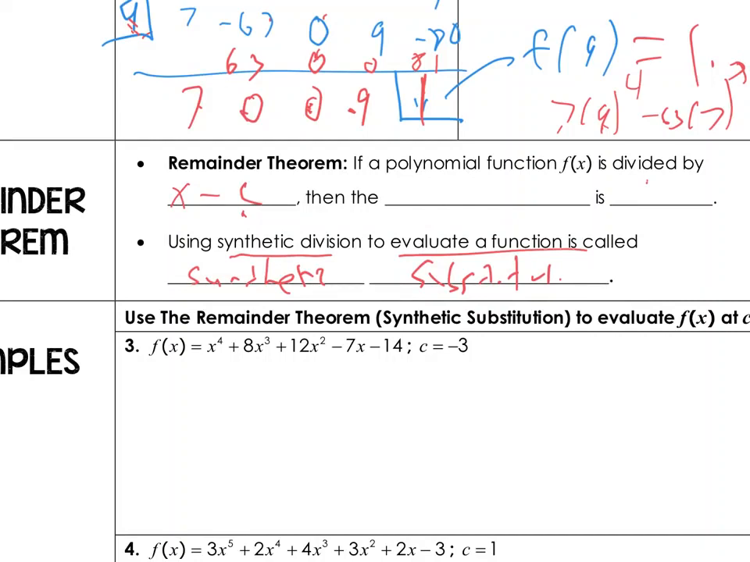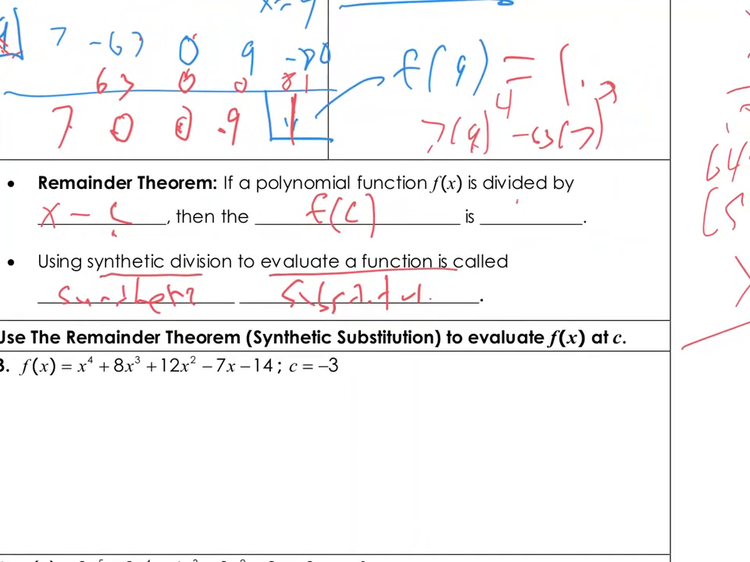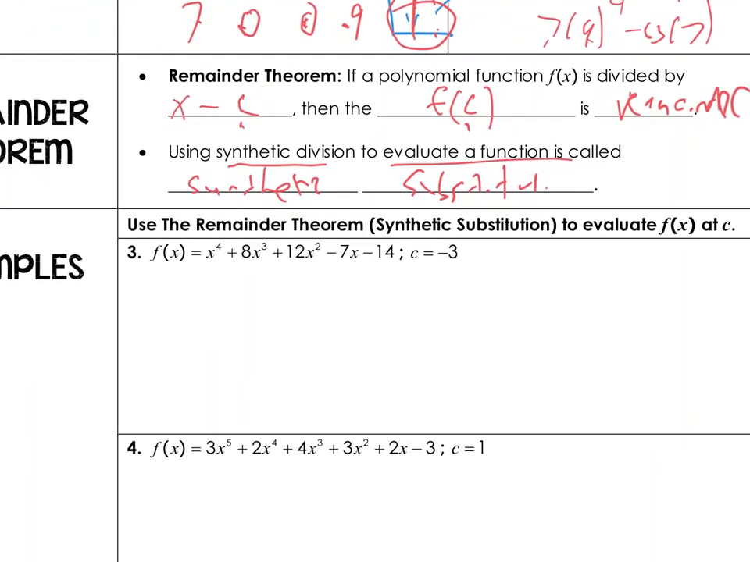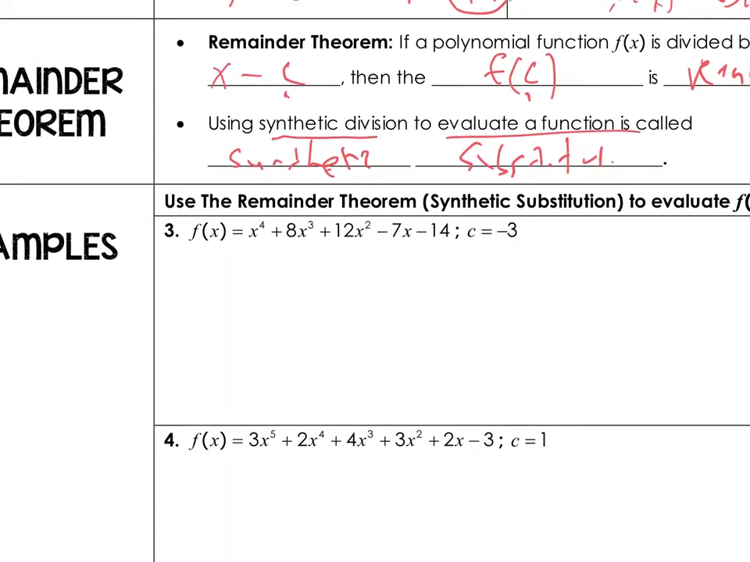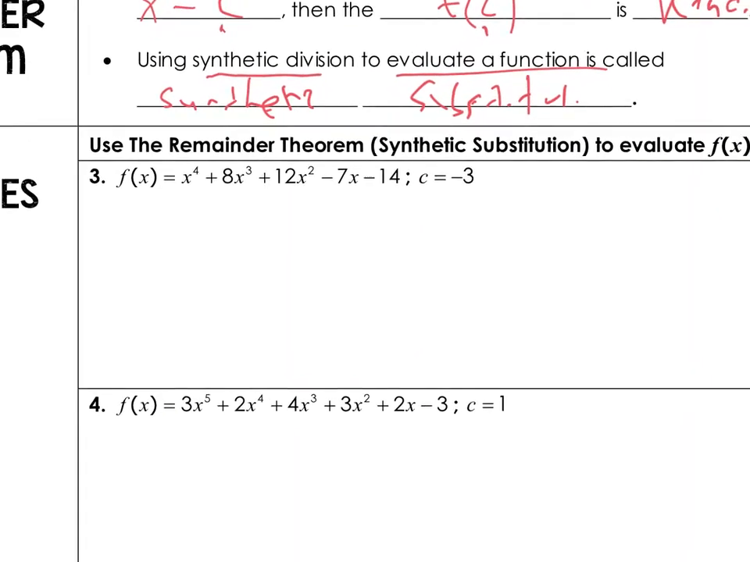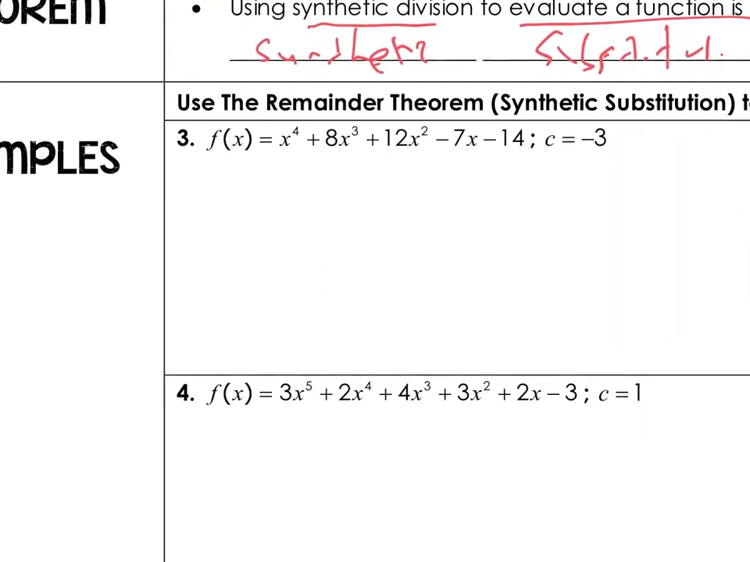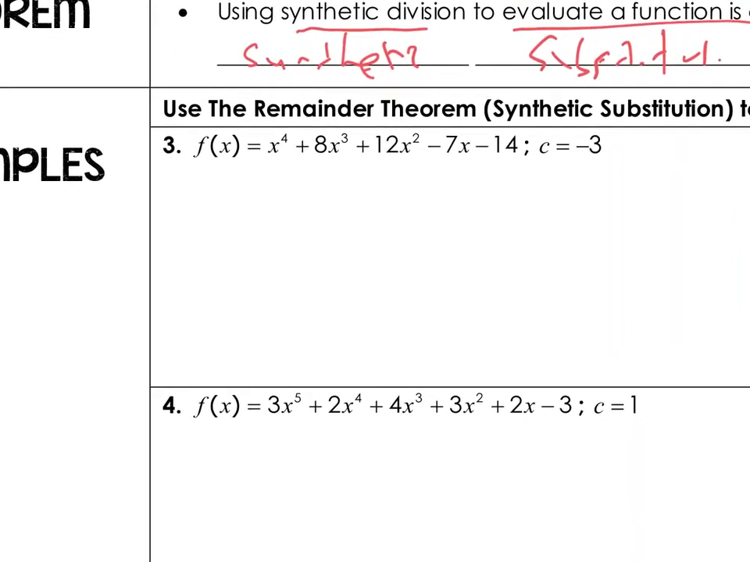Divided. If I divide it by x minus c, then f of c is the remainder. That's what it was. F of c is the remainder. Okay, that's what it is. I just can't read her mind, what she was thinking. And when we do synthetic division, we call it synthetic substitution. So she wants us to practice it again. So she's being nice.